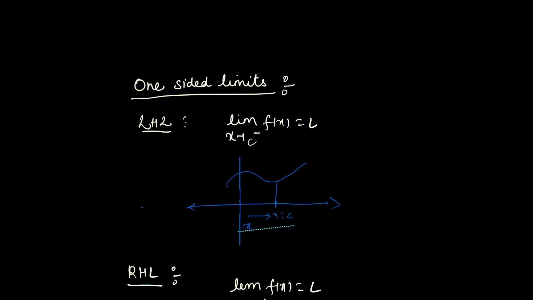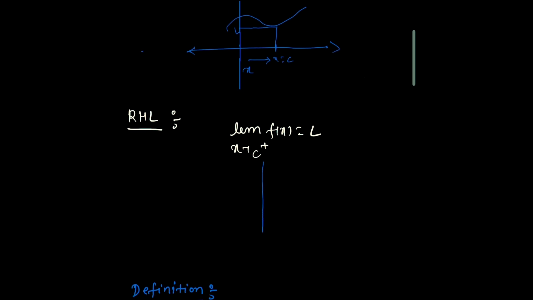This takes the value L. If x approaches c from the right side, then our function will take the value L. This is called the right-hand limit, RHL in short form.